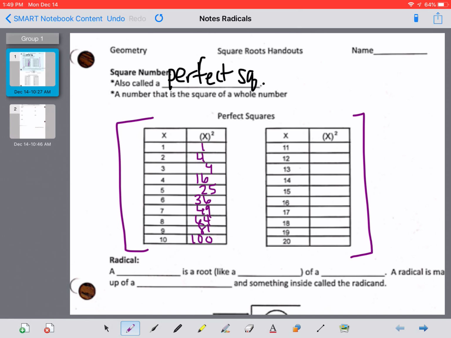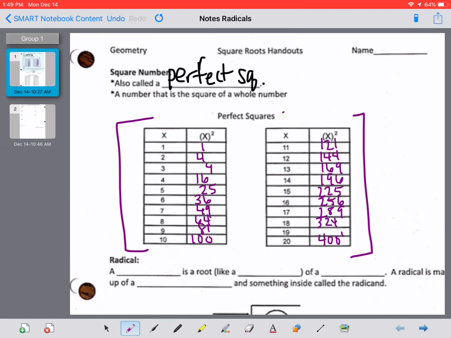To the second table, 11 squared, 121. 12 squared is 144. 13 squared, 169. 14 squared, 196. 15 squared, 225. 16 squared, 256. 17 squared, 289. 18 squared, 324. 19 squared, I'm not really sure, ends in a 1. And 400 is 20 squared.